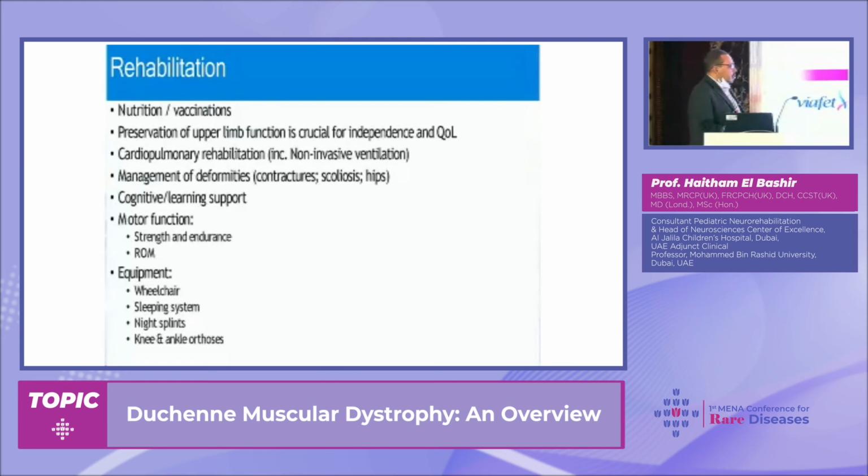These are just the equipment they use, many of them wheelchairs, and for wheelchairs we send them to our therapist to do a wheelchair assessment. It is really wrong to put a child with Duchenne muscular dystrophy in the wrong wheelchair. It will just increase their deformities, their contractures, as well as their hip instability. Many of them may need a sleeping system because of their contractures, as well as night splints and knee and ankle orthosis.